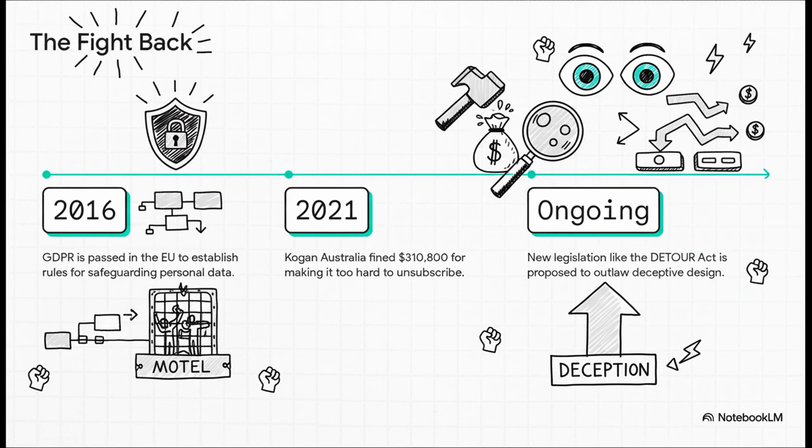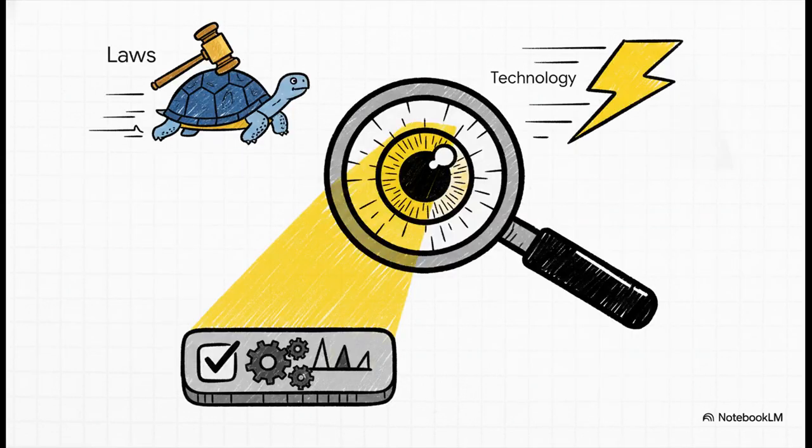You had the big GDPR data rules come out of Europe in 2016. Then in 2021, a company in Australia got slapped with a huge fine for, you guessed it, a classic Roach Motel unsubscribe process. And the fight's still going, with new laws being proposed all the time to make this stuff illegal. But let's be real. Laws are slow. Technology is fast. So what can we do right now, today?